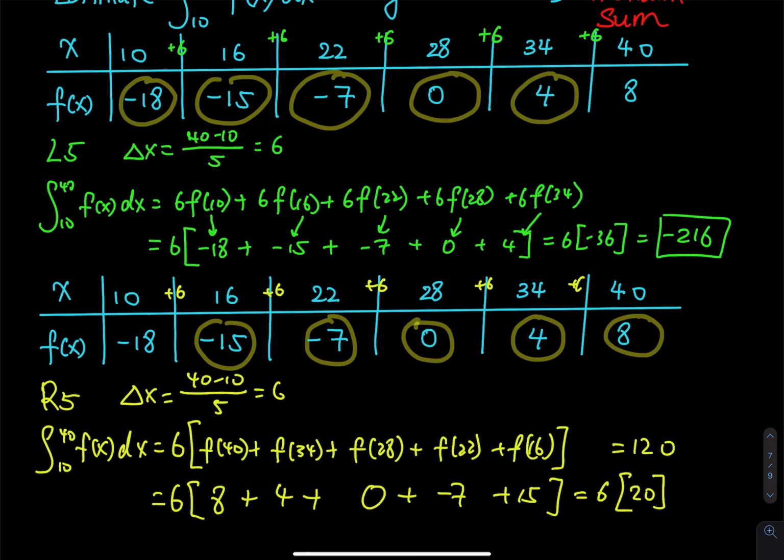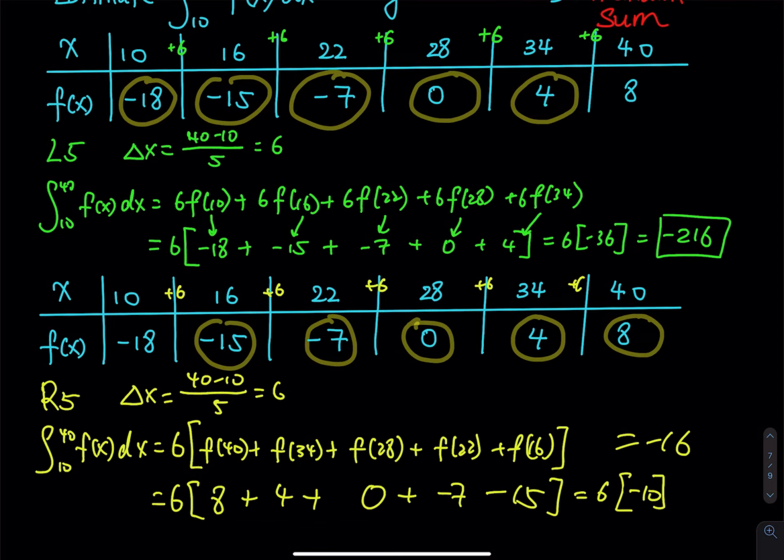So let me make sure I got the y values right. 8 plus 4 plus 0 minus 7, and then minus, minus 15. Hold on. Minus 15. So that will be a negative 10, and then that will be a negative 60.